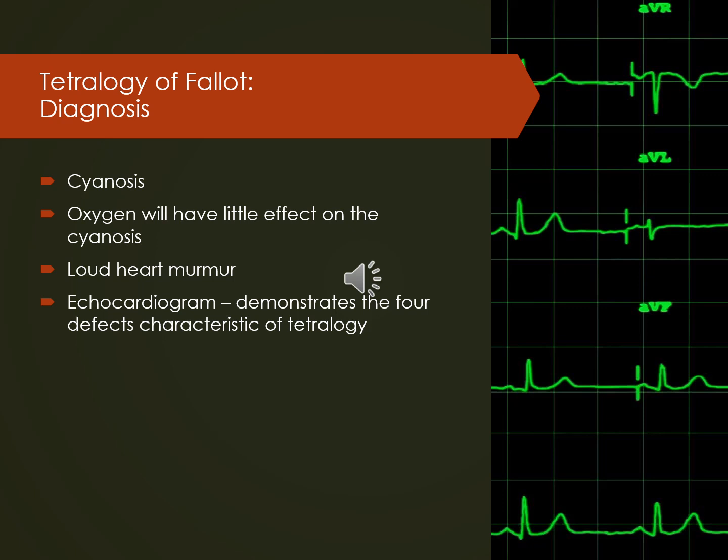How do we diagnose tetralogy of Fallot? So you'll see that cyanosis. Oxygen will not have very much effect on the cyanosis, so it's not going to help it. You'll hear a heart murmur that is very loud, and then when the echocardiogram is completed, you will see all 4 of those deficits that are characteristic of tetralogy.